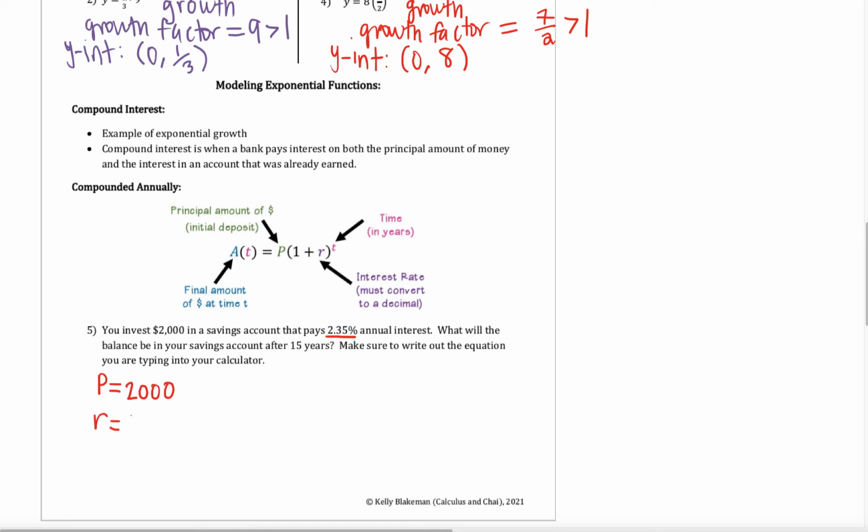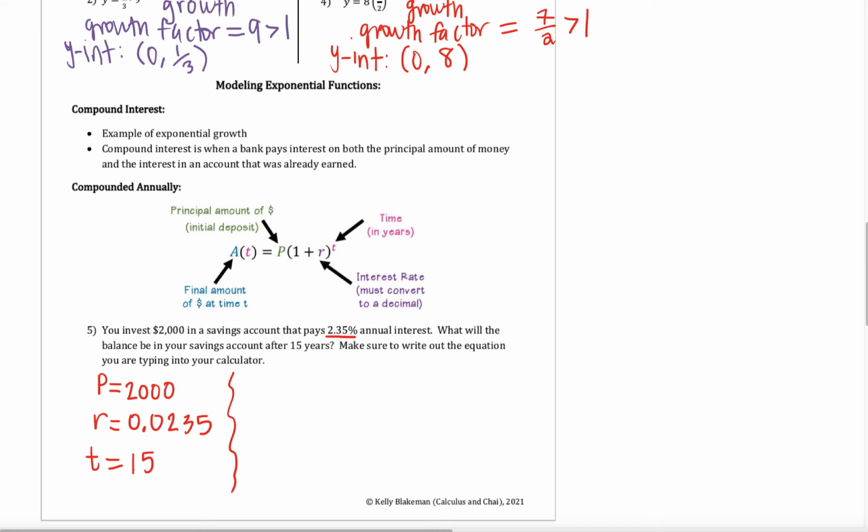So 2.35% is equivalent to 0.0235. If I want to check that, I can move the decimal 2 places to the right, and I would end up with 2.35. Or, in your calculator, you can take 2.35 and divide by 100 to get the decimal interest rate. And the last thing we need to identify is the amount of time that we're investing this money, which is 15 years. So now let's set up our equation.